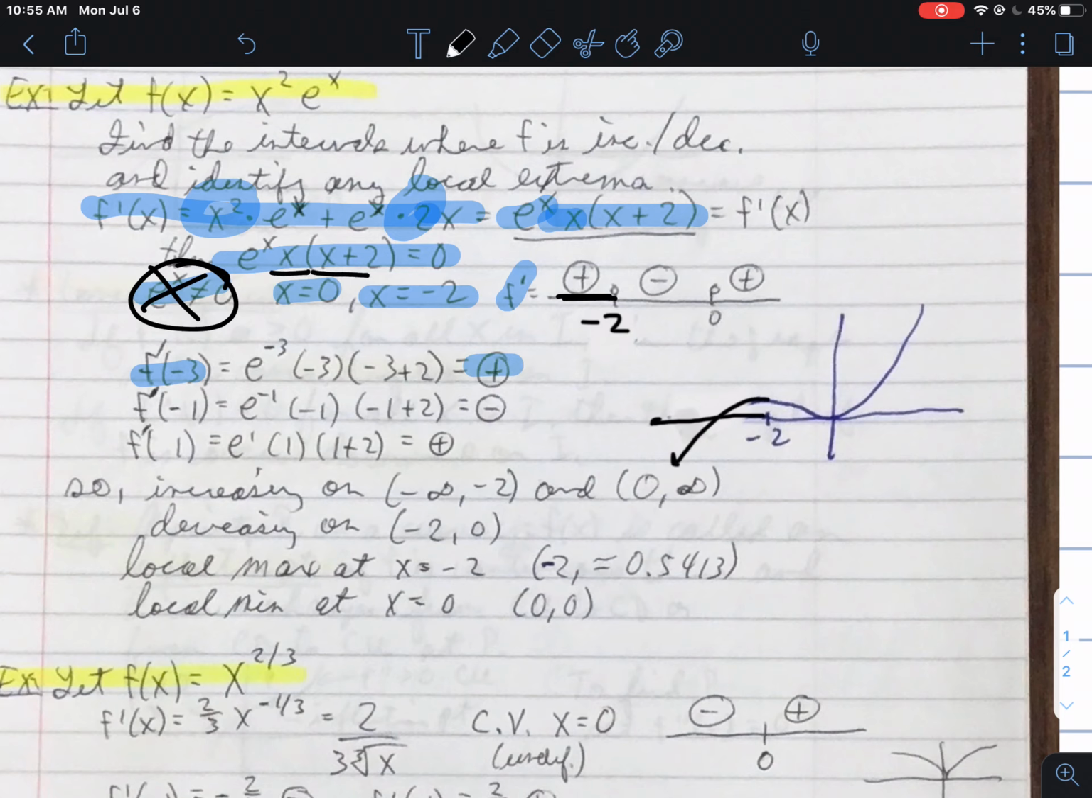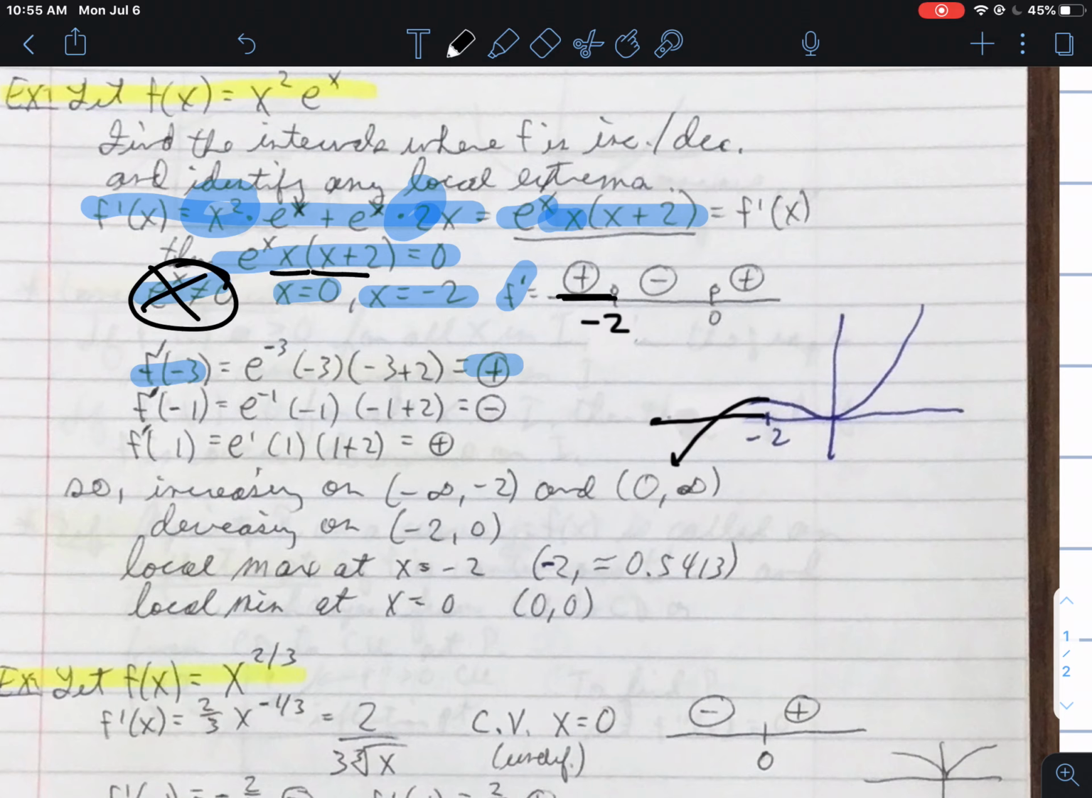So if we go from positive to negative, like we do at -2, we're going from increasing to decreasing. That would mean we have a local max at x equals -2. Specifically, it would be the point -2, approximately 0.5413. But in terms of what we were asked for, we just were asked to find those values for x. If I want to actually graph the function or sketch the graph, then maybe we could find the y-coordinate if you want to use that to do a more accurate sketch of your graph.